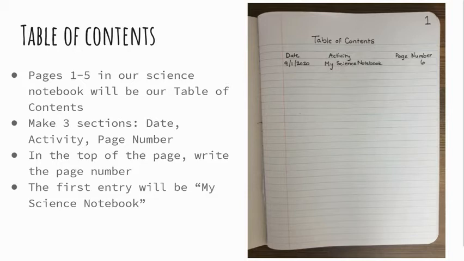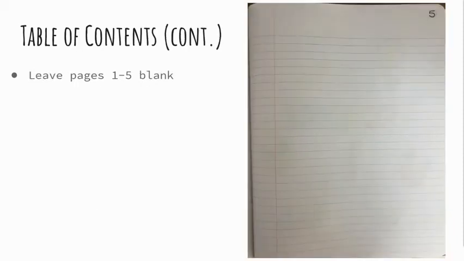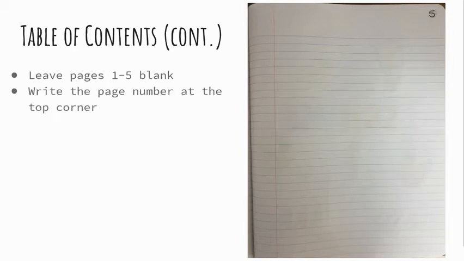Think about what science means to you. In this activity, we're going to be designing the first real page of our notebooks once we've thought about what it means to us. Remember, leave pages 1 through 5 blank. We will be conducting lots of investigations this year, so we'll need this space. Write the page number at the top corner of pages 1 through 5.